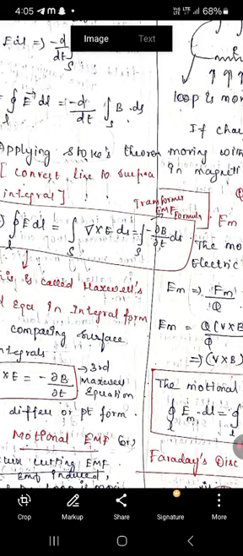Which is equal to, again, d by dt, which can be written as ∂B divided by ∂t, because it's a partial derivative. By comparing the above equations, I can get del cross E equal to minus ∂B divided by ∂t. This is Maxwell's equation in differential form. The previous one is Maxwell's equation in integral form.